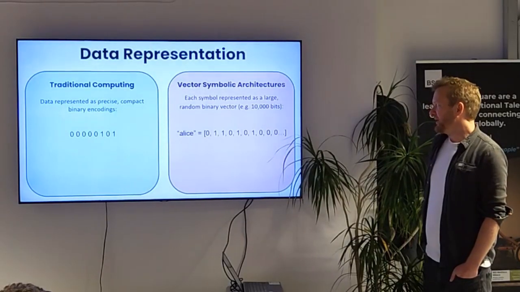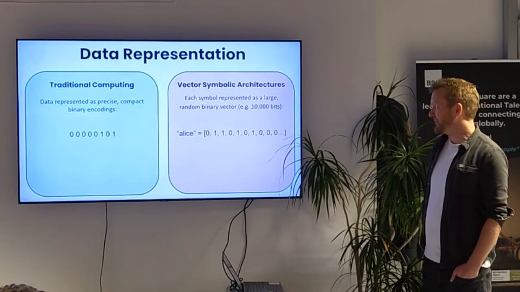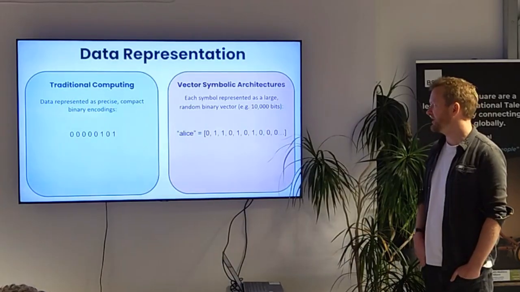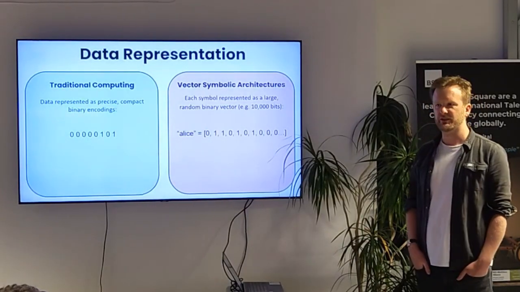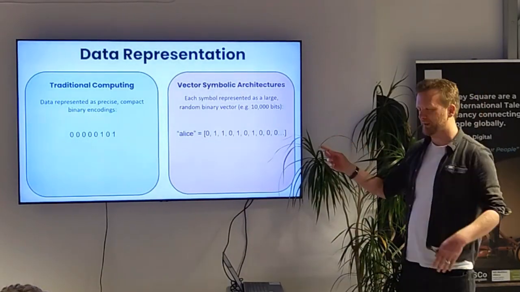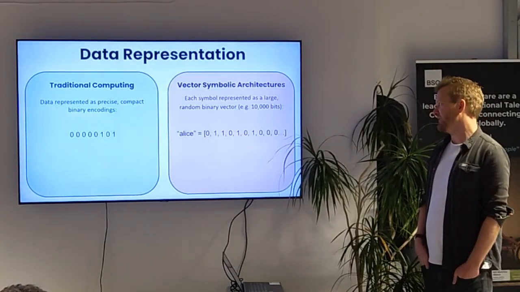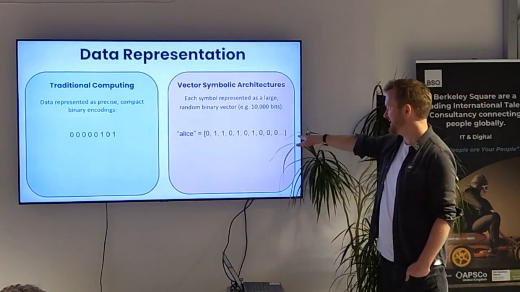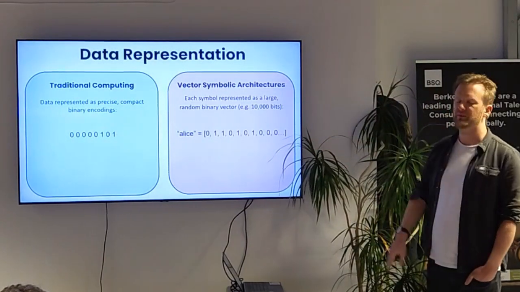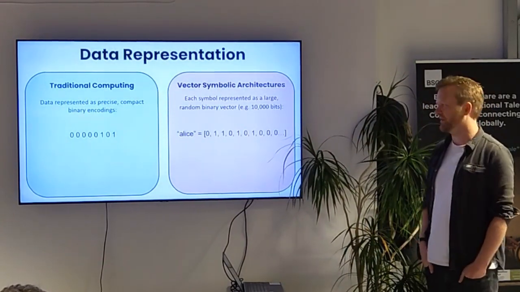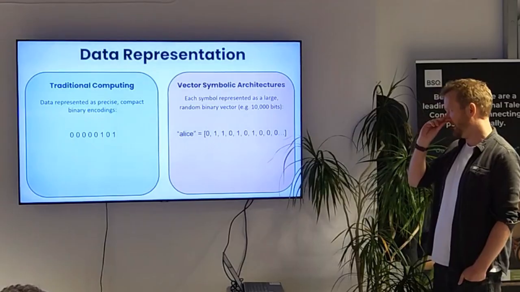In our VSA, what we're going to do is represent our symbols or our concepts as these large random binary vectors. So here we've got this concept of Alice. It's just a symbol, just a token that we're calling Alice, and we're going to represent it literally. Obviously I've truncated it somewhat, but it's literally just a random list of zeros and ones that we've generated at runtime.